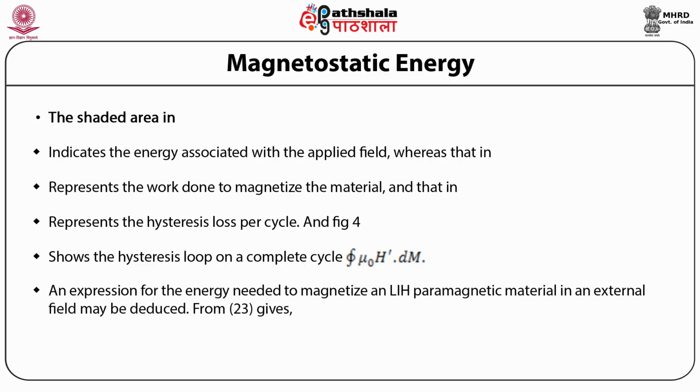An expression for the energy needed to magnetize a linear, isotropic, homogeneous paramagnetic material in an external field may be deduced from equation 23. It gives W equal to the integration from 0 to M of mu 0 H prime dM prime, which is equal to half of mu 0 M H prime.